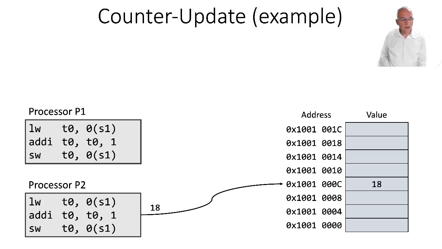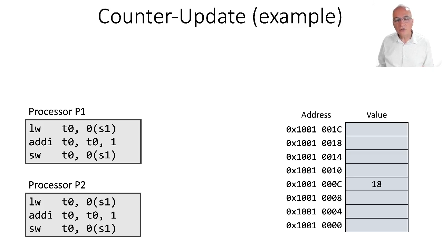And now P2 will also write the new value to memory, but P2 added 1 to 17 and also got 18. So I have a situation here where I had two counter updates, one by P1 and the other by P2, but the value of the counter in memory only got updated one time, or by one, because I have a data race between the access of that counter between P1 and P2.